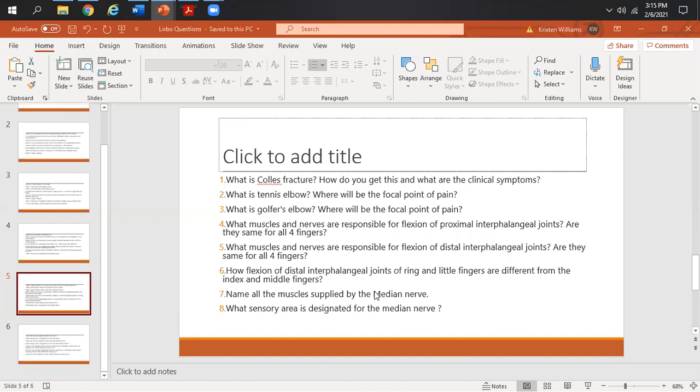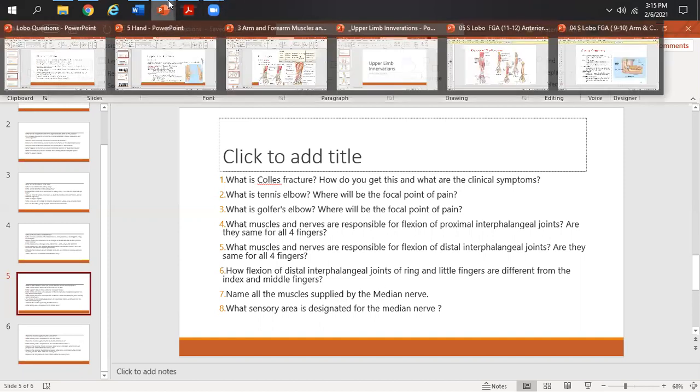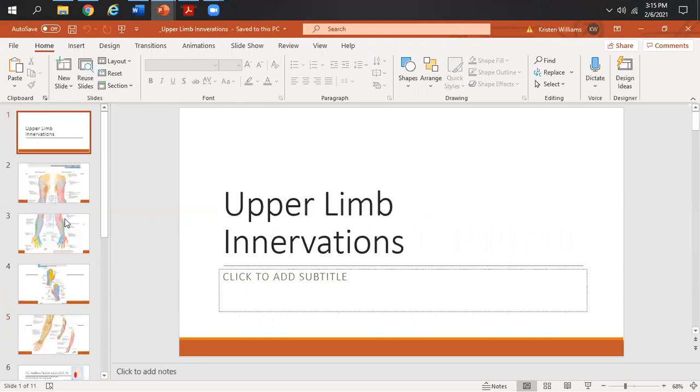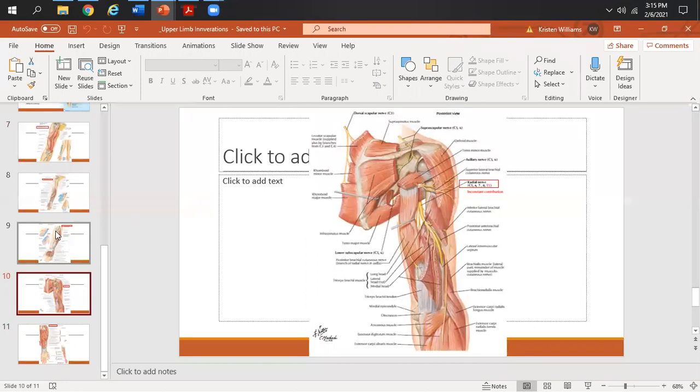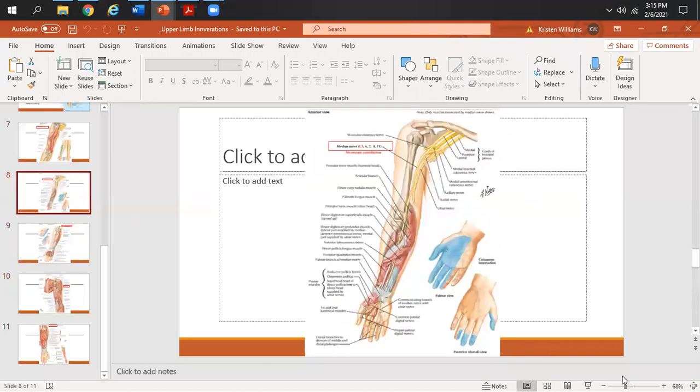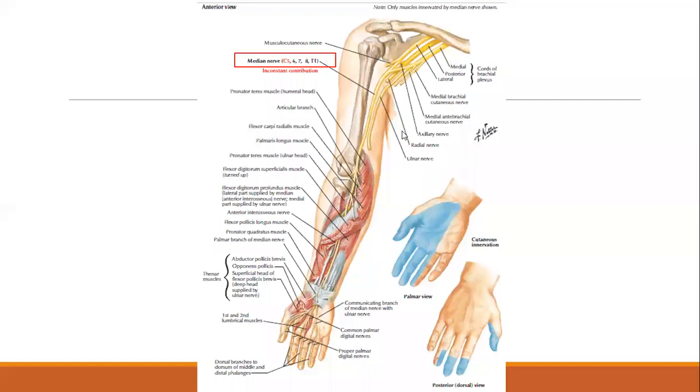Name all of the muscles supplied by the median nerve. Okay, so I made a handy dandy slide set for this. That's radial, that's ulnar. There's median. Okay, so muscles innervated by your median nerve. I pulled this straight out of Netter. I liked these particular plates because it showed you cutaneous innervation along with the muscles and the path that the nerve takes. So this picture literally only shows muscles innervated by median nerve.